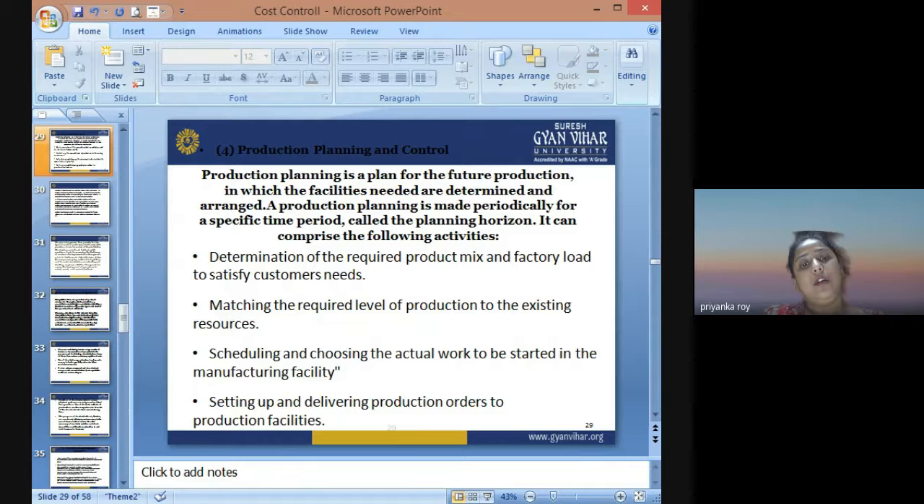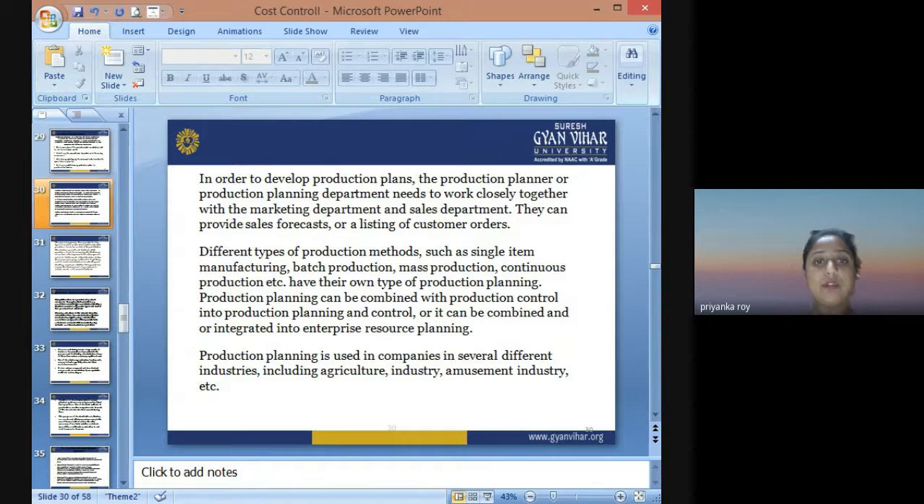Okay, so taking this forward. In order to develop a production plan, the production planner or production planning department needs to work closely together with the marketing department and sales department. They can provide a sales forecast or a listing of customers' orders. There are different types of production methods such as single item manufacturing, batch production, mass production, then you have continuous production. They have their own type of production planning.